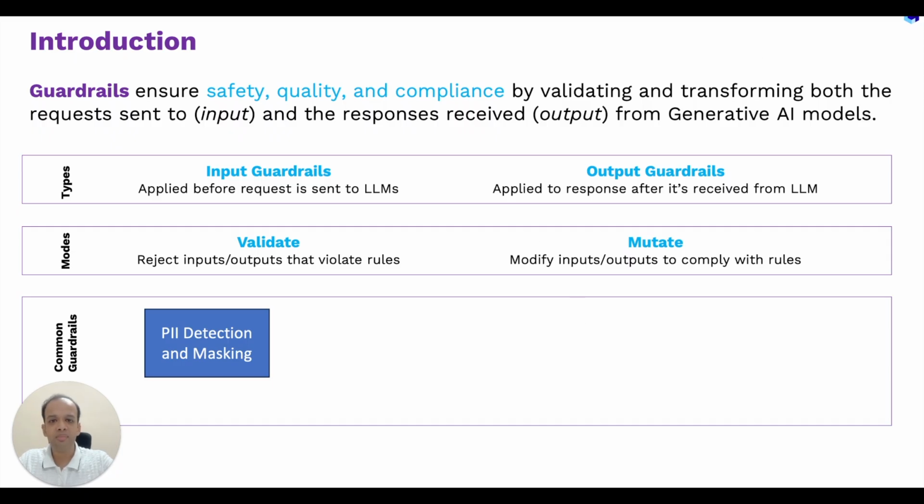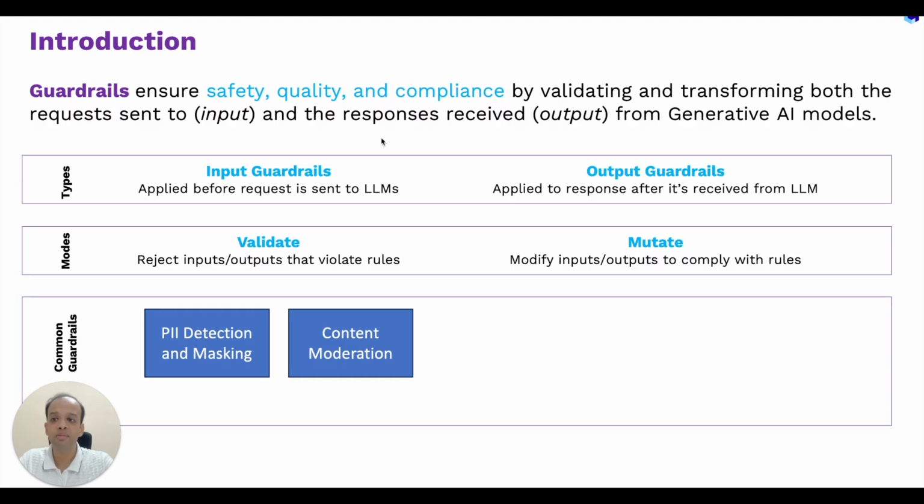So let's actually start by understanding a few common kinds of guardrails. The first one is personally identifiable information detection and masking. PII protection prevents privacy breaches and ensures compliance. This includes names, SSNs, social security numbers, email addresses, phone numbers, credit card numbers, and other sensitive data. And typically the mode here is mutate, where PII is replaced with placeholders like redacted. So you have a very common action which is PII redaction, where this specific information is basically replaced with certain placeholders, which is called masking.